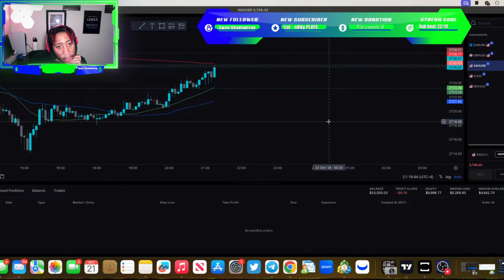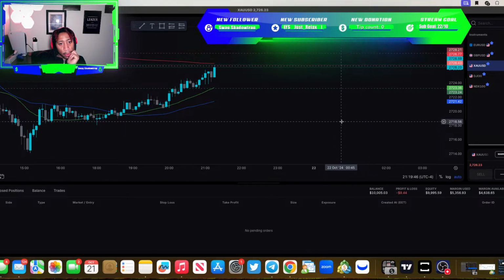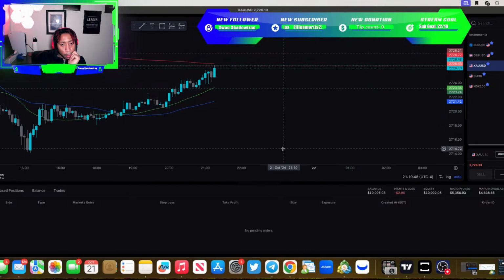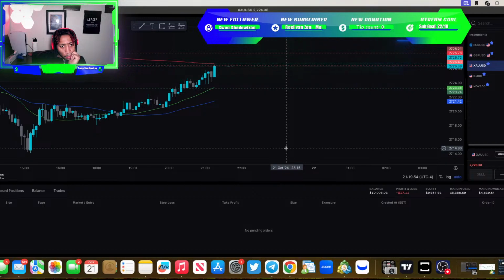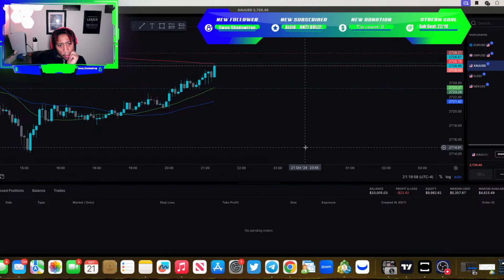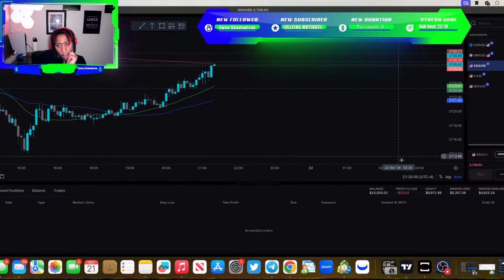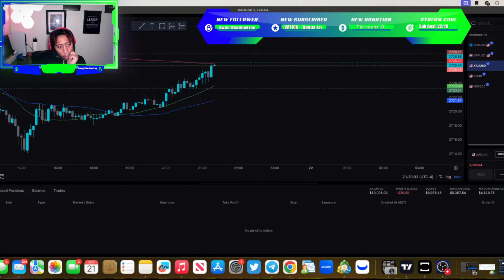A lot of indecision here. We're dropping in profit, out of profit, in profit, out of profit. Down about 27. See how this candle reacts here. If it breaks the 200 moving average, then this might not look like a very good trade anymore. But we're gonna wait and see, guys.